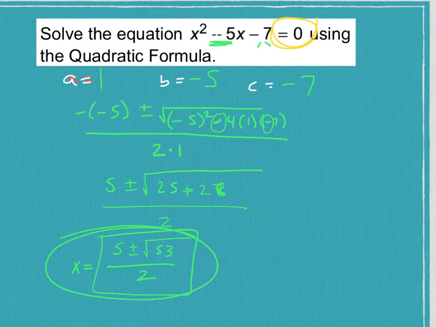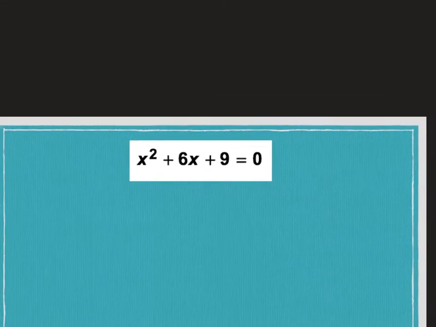You can use the quadratic formula every single time you have a quadratic equation. So anytime you have an x squared plus an x plus a number, you can use the quadratic formula. Sometimes it'll simplify and give you a whole number, which means you could have just factored, but you could always use the quadratic formula. Any questions on this one? All right, let's do it again.